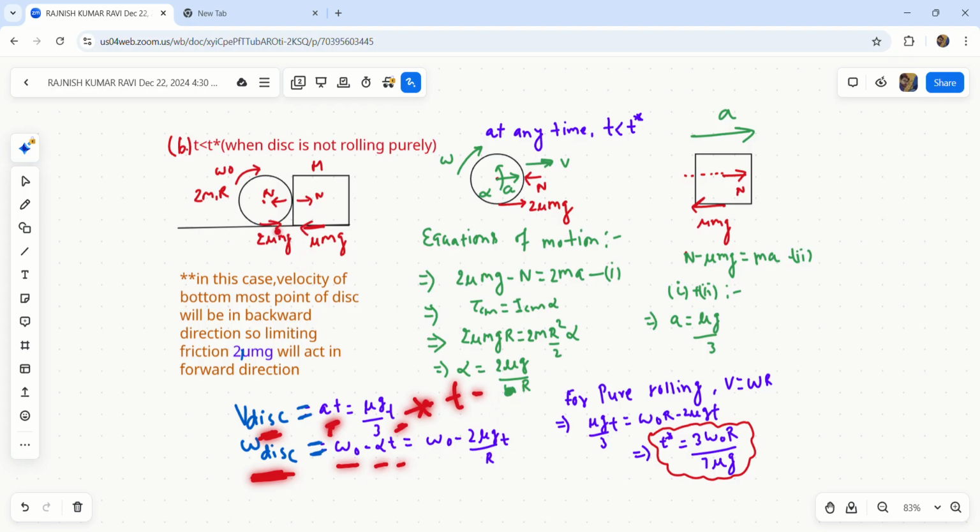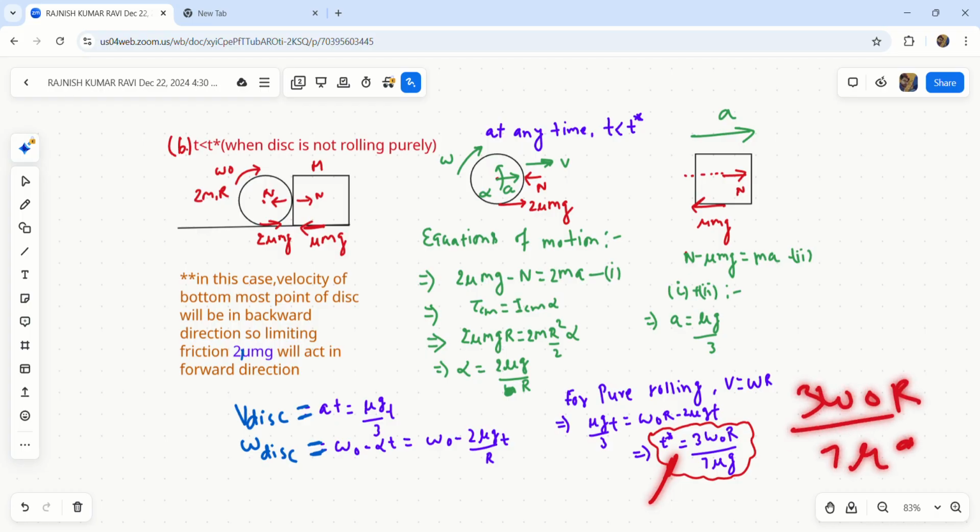Since the sense of alpha is opposing, decreasing the value of angular speed, minus alpha will come here. So omega naught minus 2 mu g by r into t will be the angular speed at general time t. Now for pure rolling, v must be equal to omega r. So if we write v is equal to omega r and solve it, we will get the value of t star as 3 omega naught r by 7 mu g. So this is the solution to the B part of this problem.